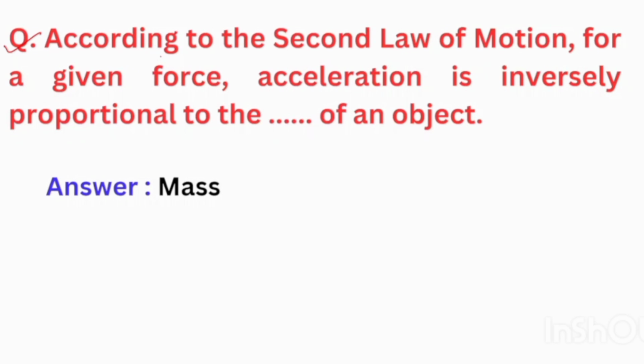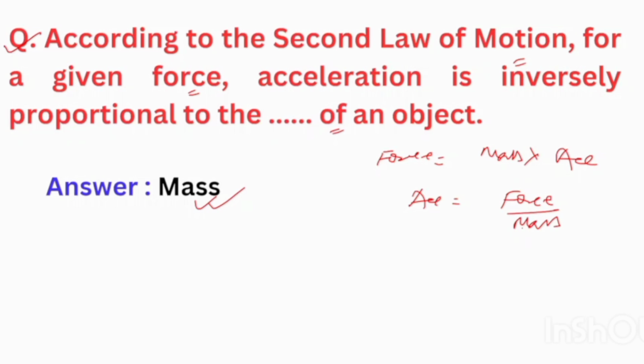Next is, according to the second law of motion, for a given force, acceleration is inversely proportional to the dash of an object. The answer is mass. Let's find out how. We already know that force equals mass into acceleration. So acceleration will be equal to force by mass. So here you can see the relation between acceleration and mass. Acceleration is inversely proportional to the mass of an object.